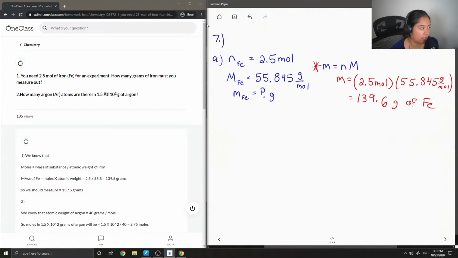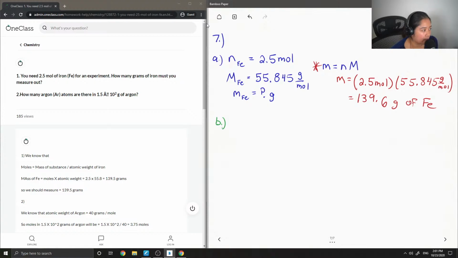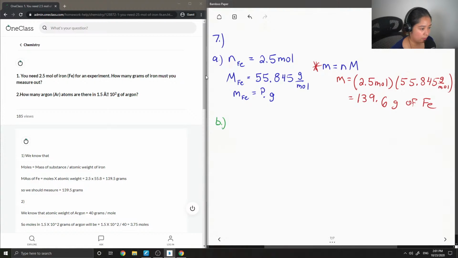Okay, so now let's check out the second part of this question. How many argon atoms are there in 1.5 times, I'm assuming that's 10, like times 10 to the power of 2 grams of argon. So again, we are going to write down everything that we know. So the mass of argon is 1.5 times 10 to the 2 grams.